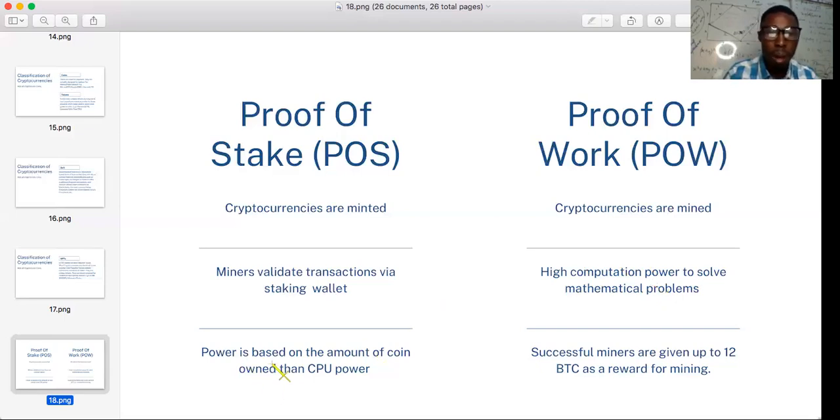Now, power is based on the amount of coin. In proof of stake, power is based on the amount of coin you own. So the more of that particular coin you have, the more power you get. But in proof of work, successful miners are given up to 12 bits as reward. So the faster you solve a mathematical problem, the more power you tend to get. So that's some of the difference between proof of work and proof of stake.